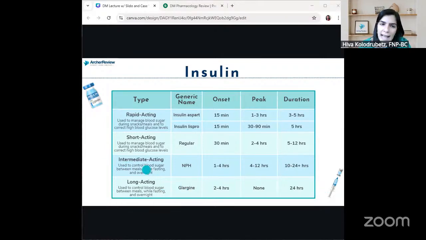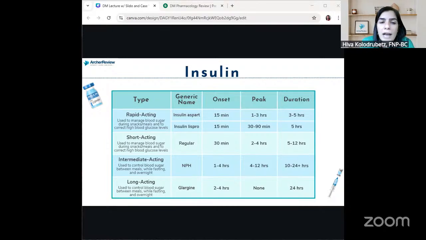With our intermediate acting, this is also falling out of favor. So why is that? Look at the onset, peak, and duration. So onset takes about 1 to 4 hours. Peak is about 4 to 12 hours. That is a wide gap, right? So it can peak one day at 4 hours, next day it could peak at 12 hours. And the duration, look at this wide gap, 10 to 24 hours. So some days it can last about 10 hours, some days it can last 24 hours. So with our intermediate acting, we really see patients' blood sugar levels kind of all over the place and they're peaking and dropping, and you're just chasing these blood sugar levels.